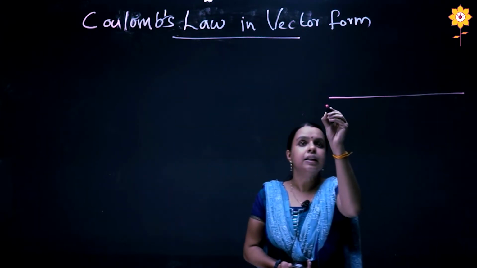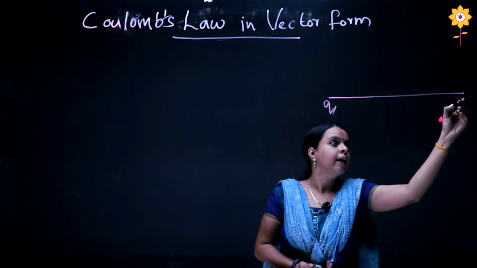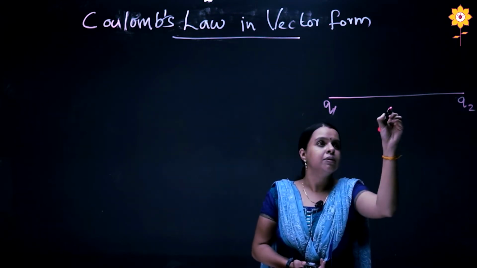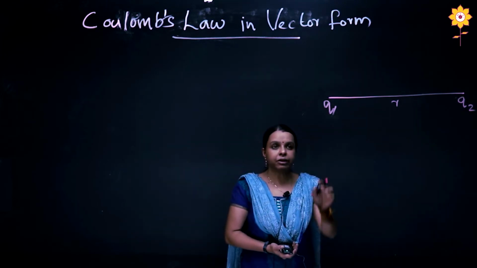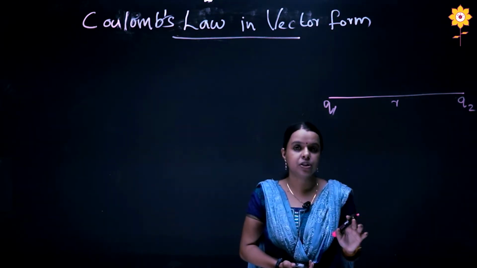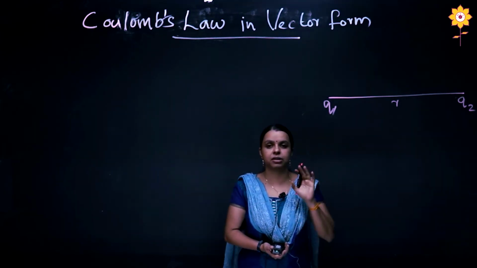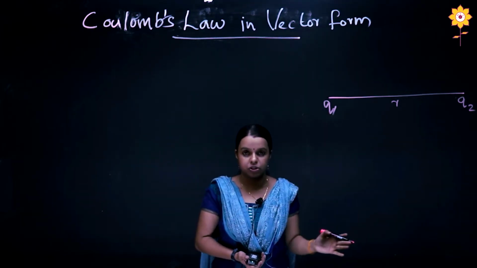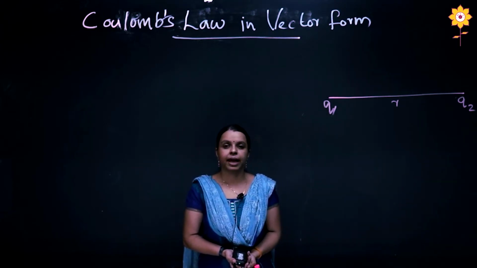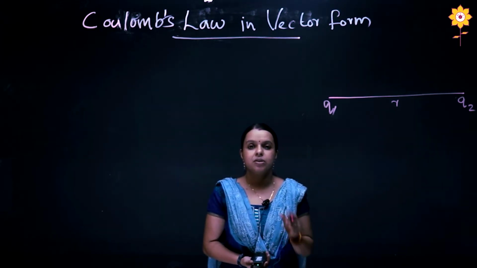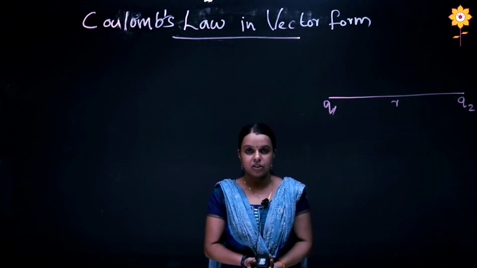Just like we did in the last section, we have two charges q1 and q2, which are separated by a distance r. If these two charges are positive, then we know that like charges repel each other, that is positive and positive charges repel, and for unlike charges, that is a positive and a negative charge, they attract each other.